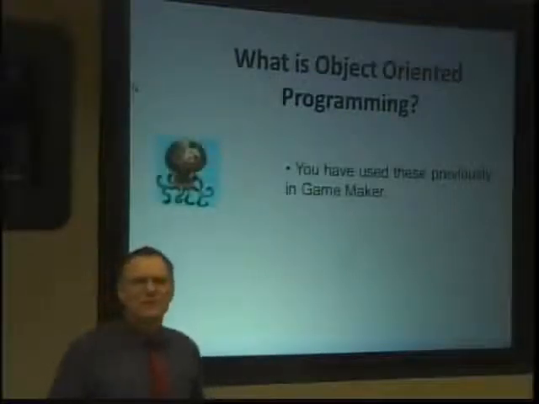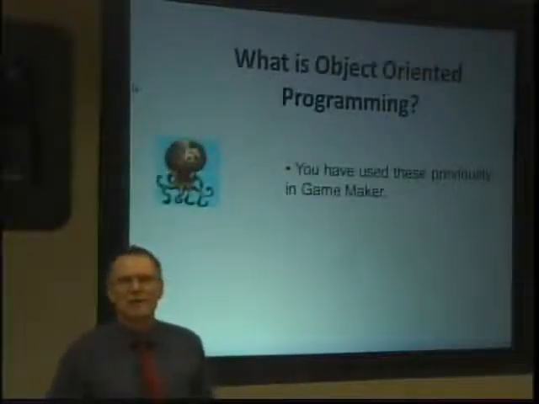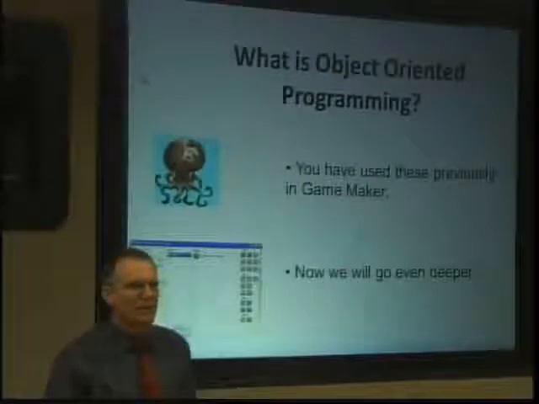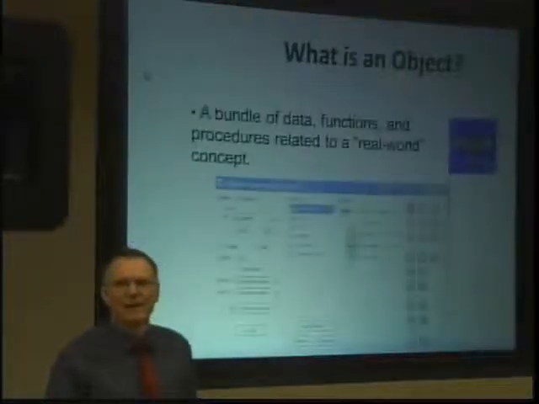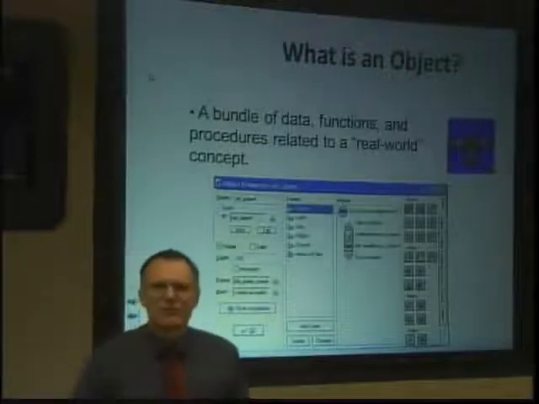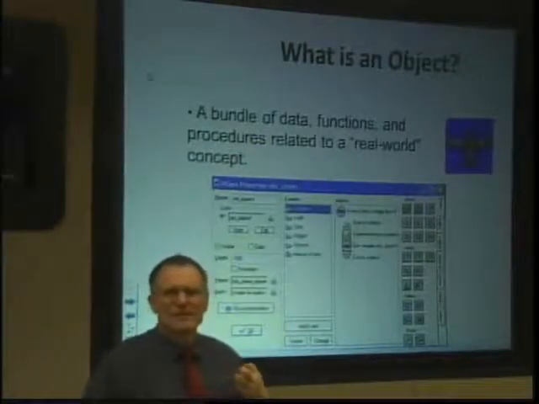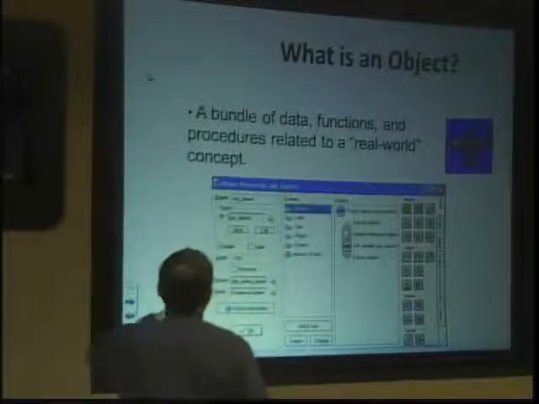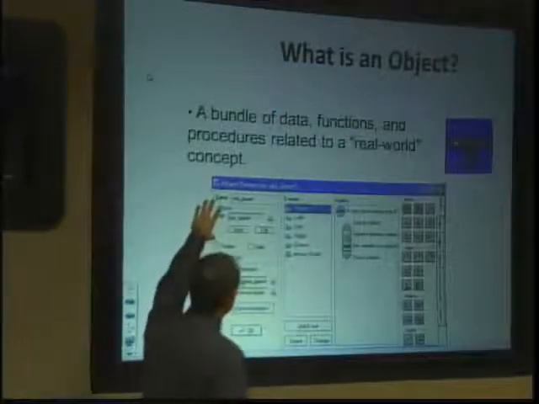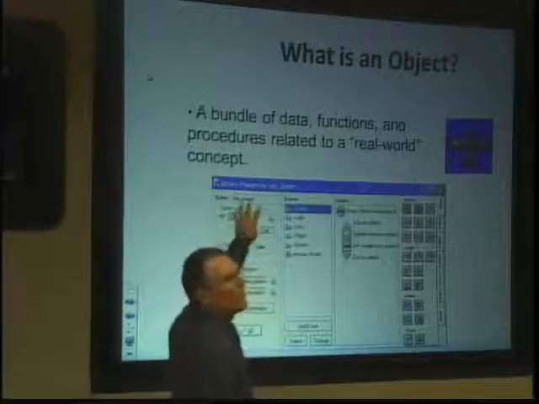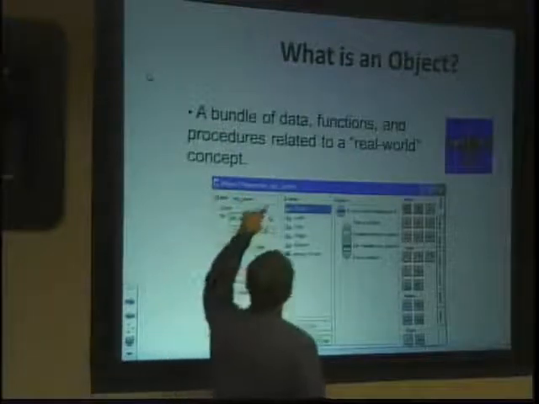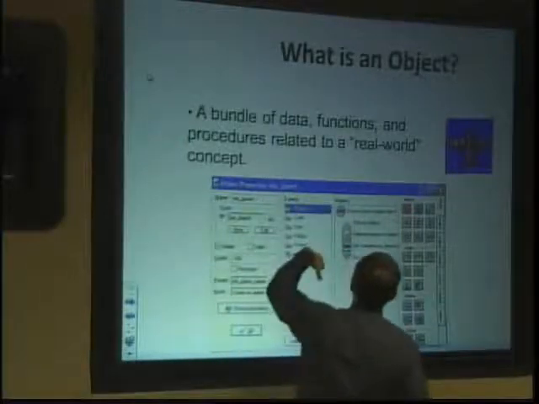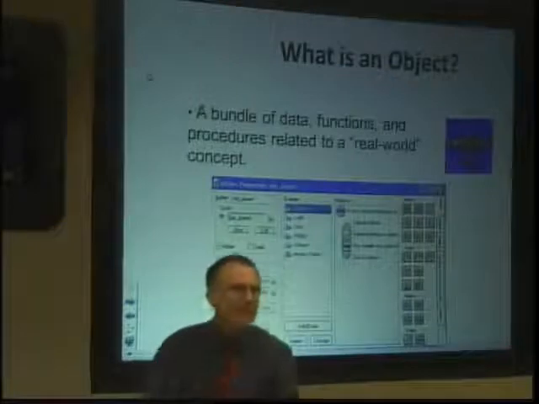Now you have used some of these object data structures in GameMaker. We're going to go deeper into those structures now to get a better concept of what they are. An object is a bundle of data, functions, procedures that surround, are related to, kind of simulate a real world concept. For example, in Wingman Sam, you would have an object called Plane 1. You've had them since the very first week, and they can do a bunch of different things. And when these events happen, different actions will take place. You should be kind of used to that now.